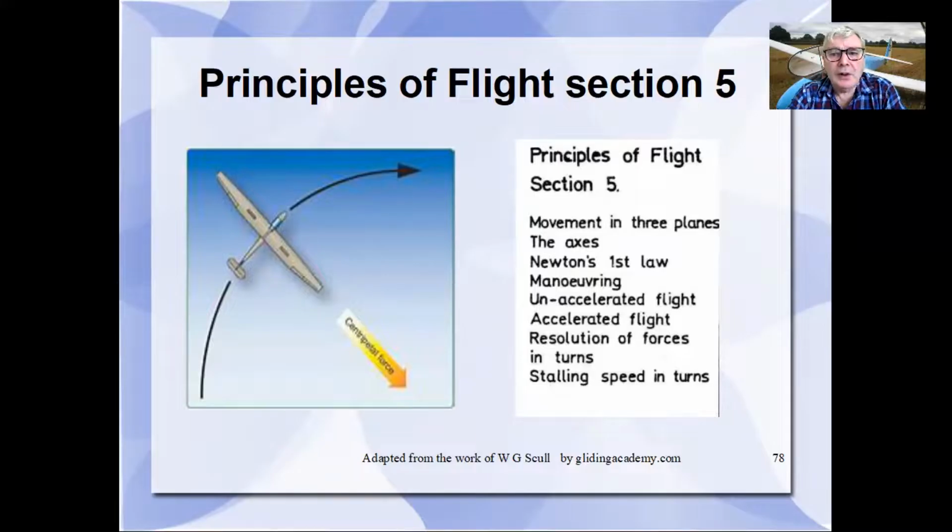Welcome to Principles of Flight, Section 5. In this section, we're going to look at the movement around the three axes. We'll revisit Newton's first law to look at manoeuvring and compare unaccelerated with accelerated flight. We'll then move on to look at the resolution of forces in turns and look at why the stalling speed increases as the bank increases in a turn.